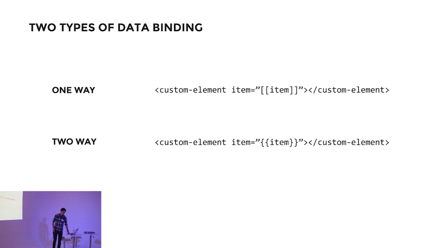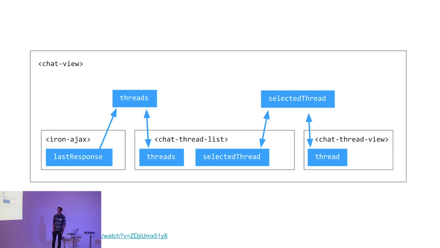There was a talk done at the Polymer Summit last year, and I thought this was a really good example of how data binding works. This is building a very simple chat application. We've got an iron-ajax element at the left there, which has a last response property, which handles your last request. That is bound one way to a property called threads in your main chat view, and then it's got two other subcomponents. One is the chat list, which is a list of all your chats, and the other is the chat view, which is your main chat window.